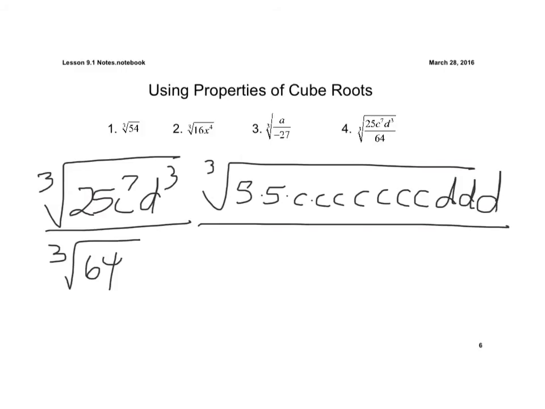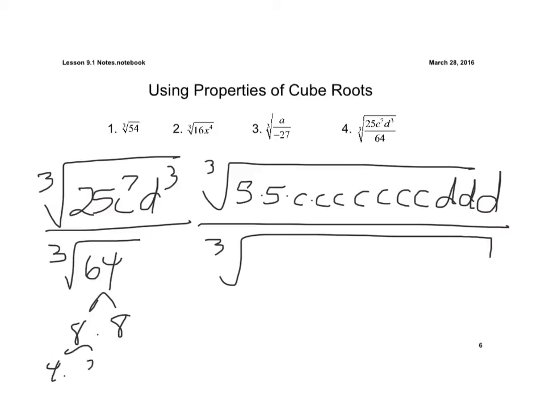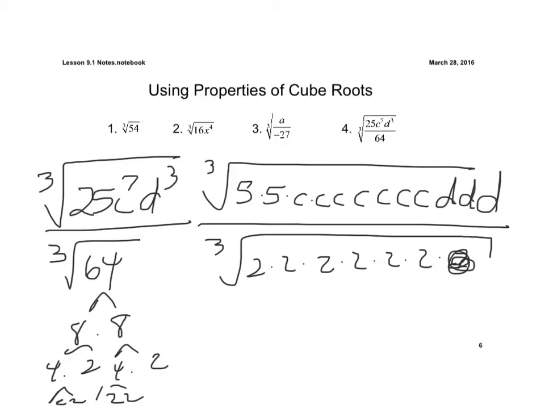And then on the bottom we have the cube root of, and if we do the factor tree for 64, we have 8 and 8, 4 and 2, 4 and 2, 2 and 2, and 2 and 2. So we have 2 times 2 times 2 times 2 times 2 times 2. Oops, not too many there. So now, again, we will look for triples. So there's a triple, there's a triple, and there's a triple.